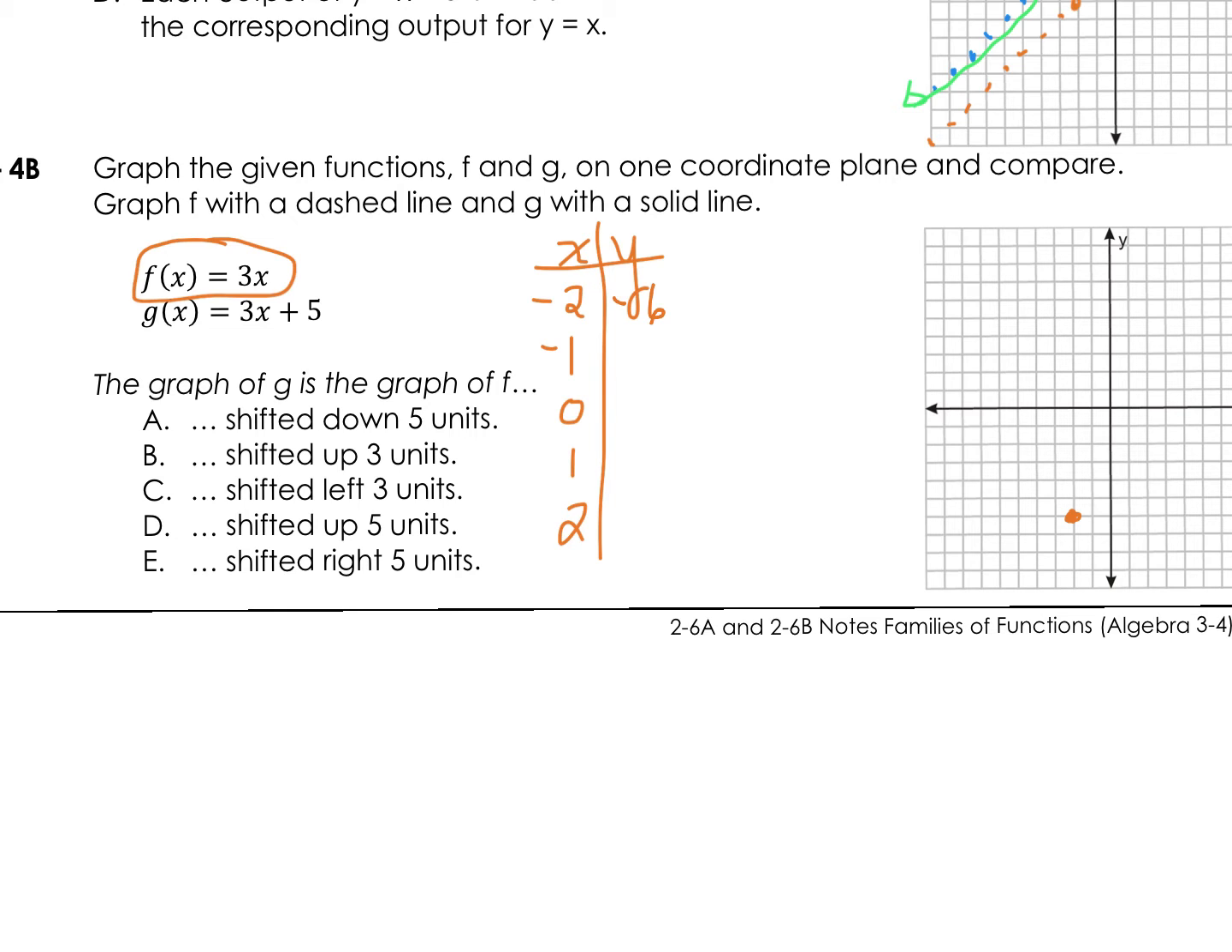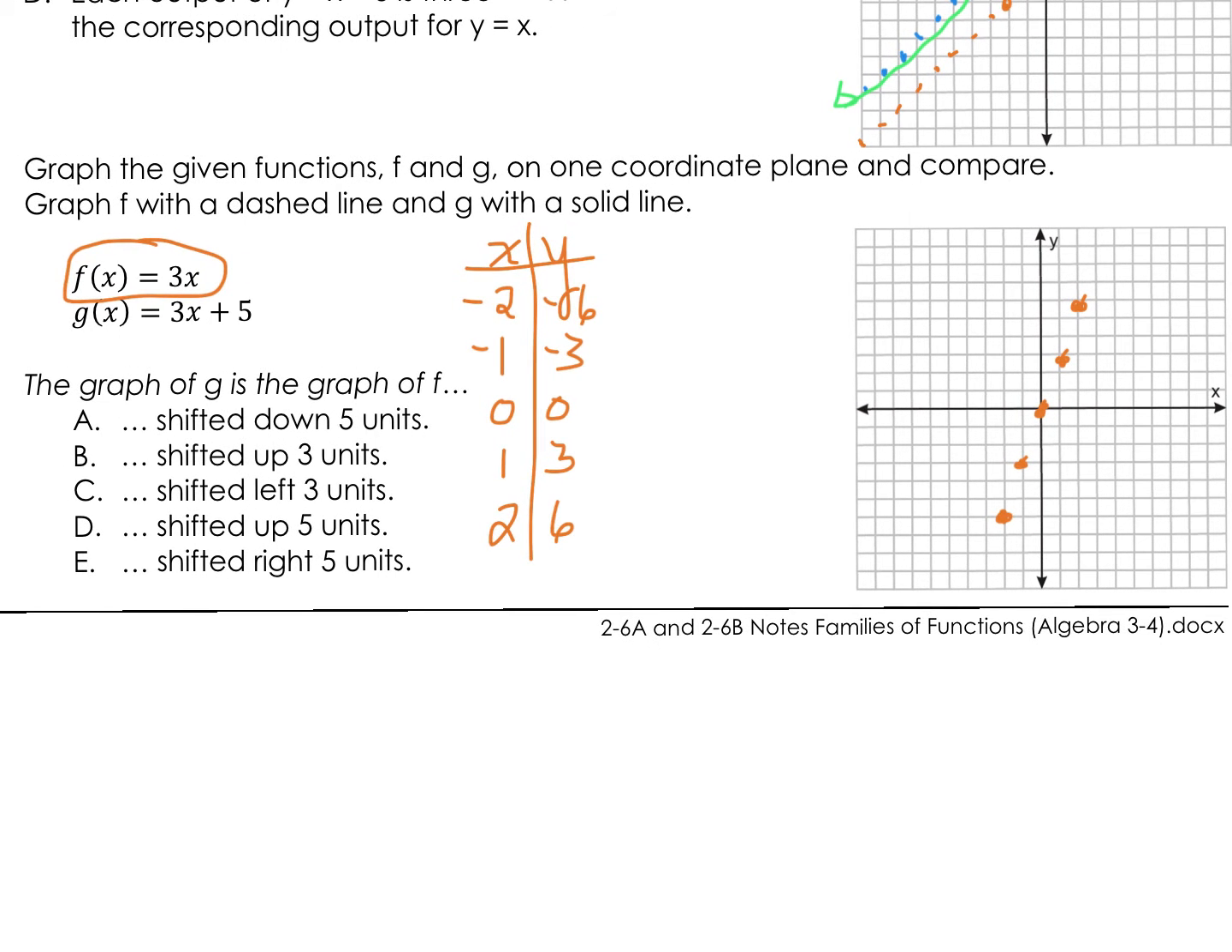All right, and then -1 times 3 is -3. And then 0 times 3 is 0. And then 1 times 3 is 3. And then 2 times 3 is 6. And then you can finish that pattern. Move this over a little bit again. You can finish that pattern throughout.